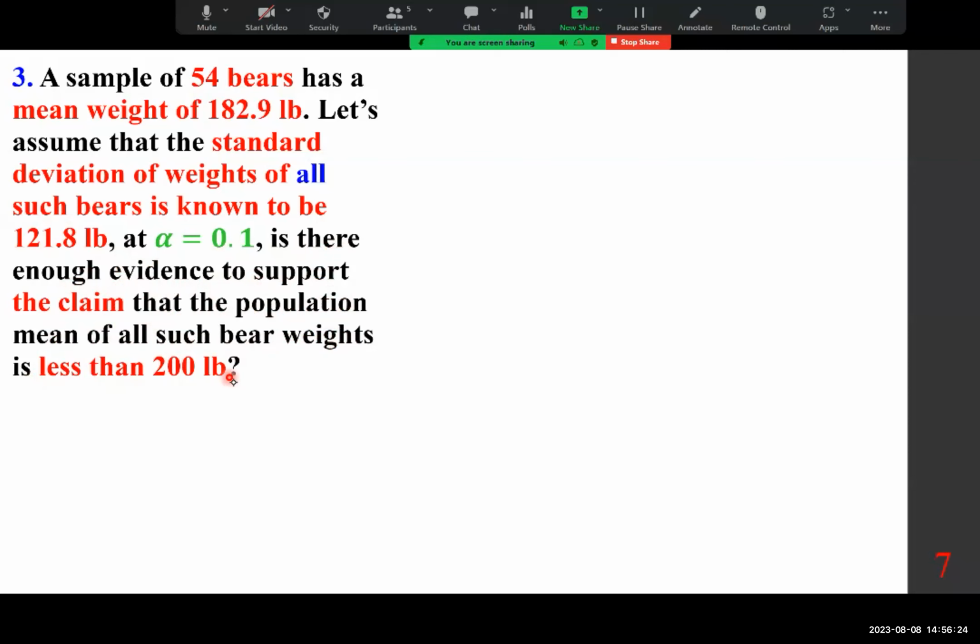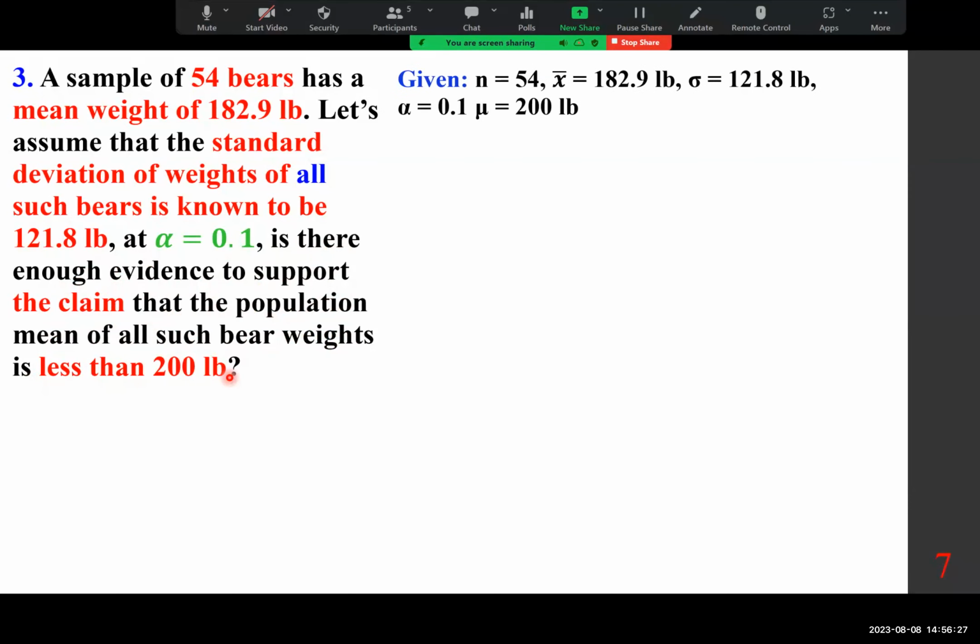Let's write the given. The very first number is n is 54.